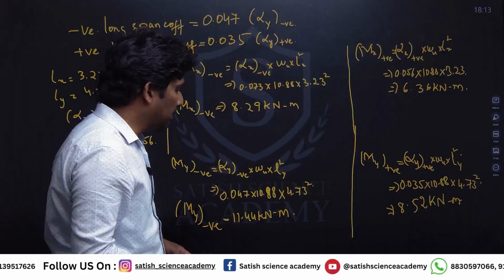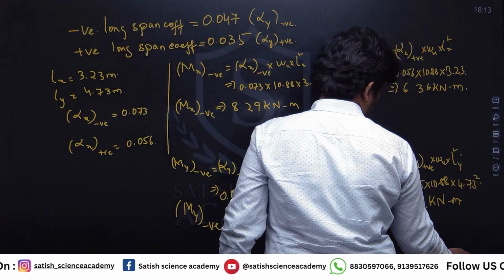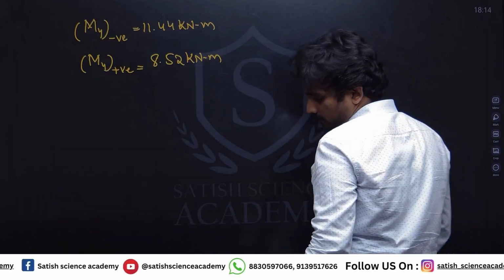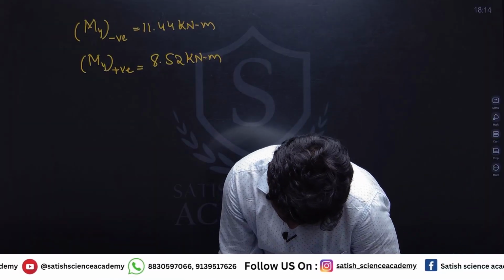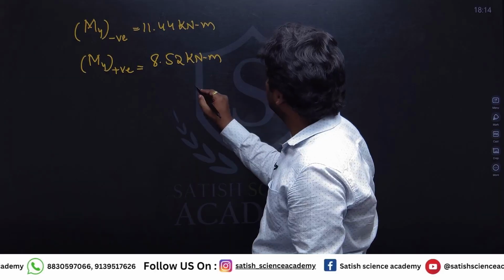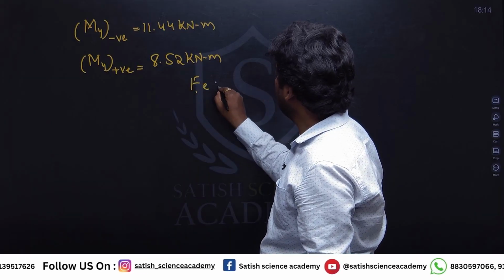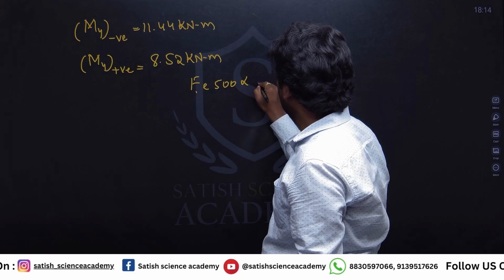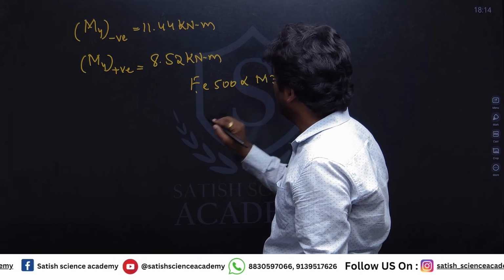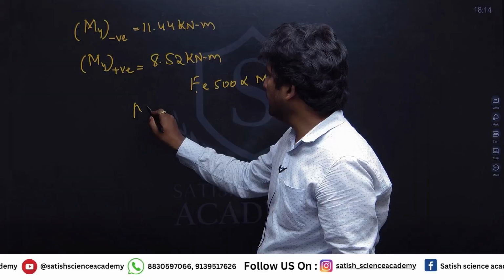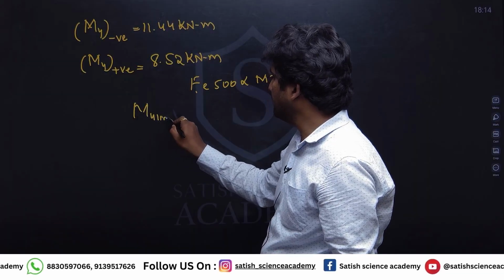So this much moment has come. So the material is Fe500 and M30. Okay, now we have to calculate Mu limit to check whether the depth assumed is correct.